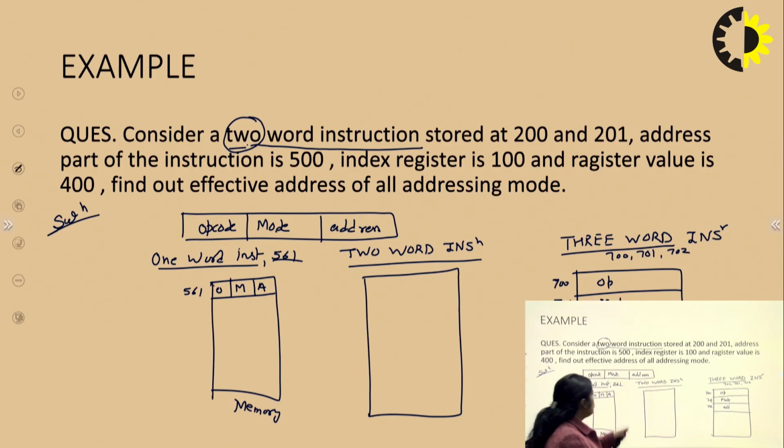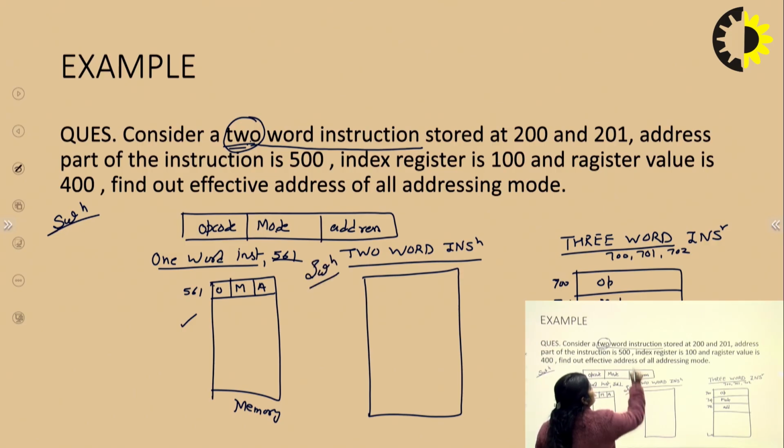Now the two word instruction. Generally your question comes into the two word instruction. If the question is coming as a one word instruction, you can follow this, and if there is a three word instruction, you have to follow this one. But now in the question there is a two word instruction. Now the solution will start from here.